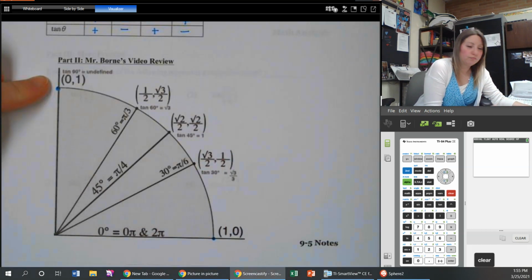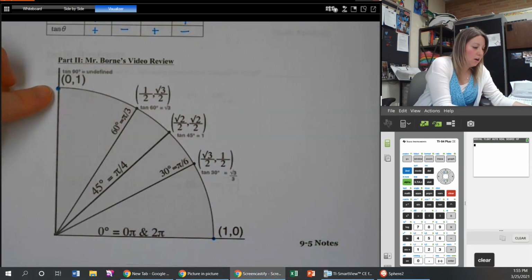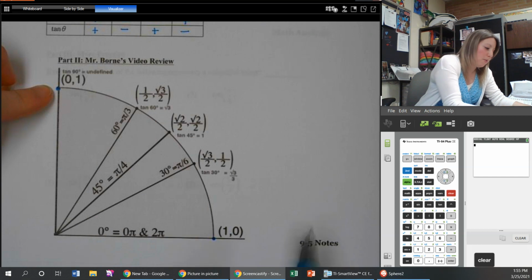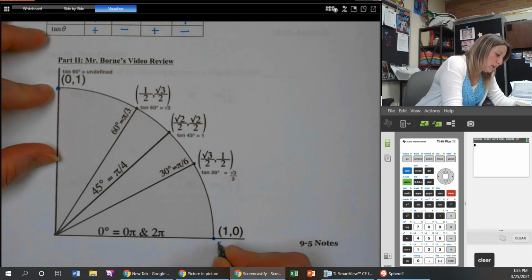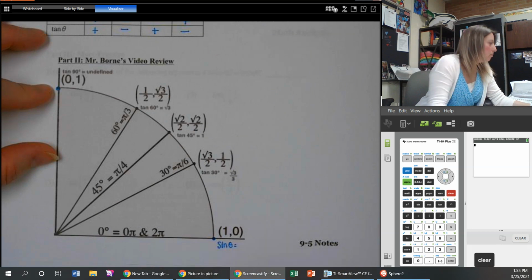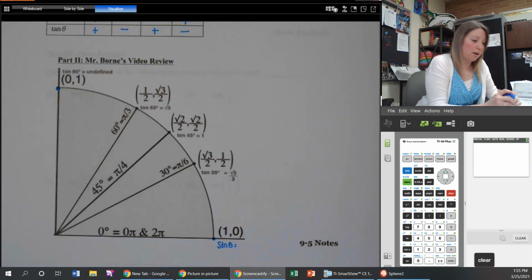Okay. So looking from here to here, 0, 1. So remember, that means that the sine of 0, oh, I didn't want theta, I wanted 0.